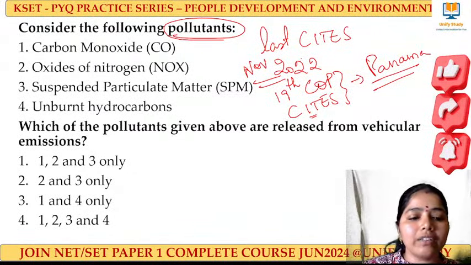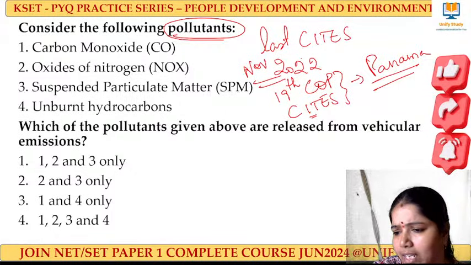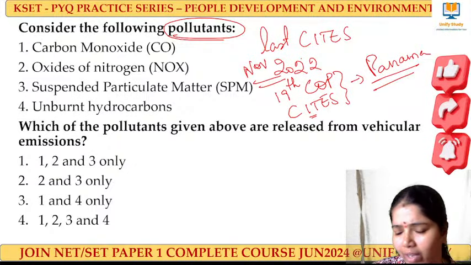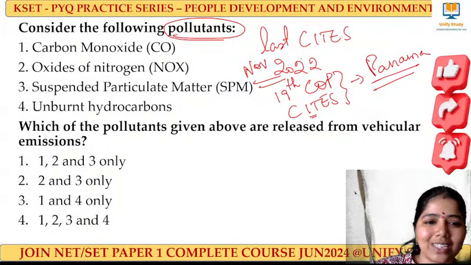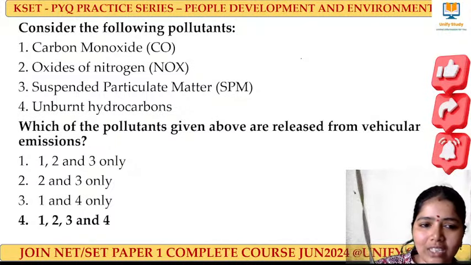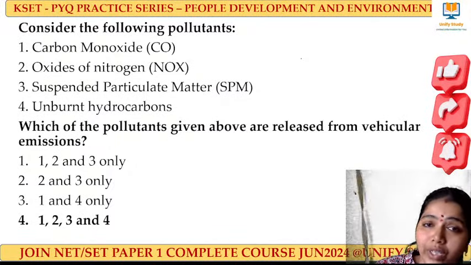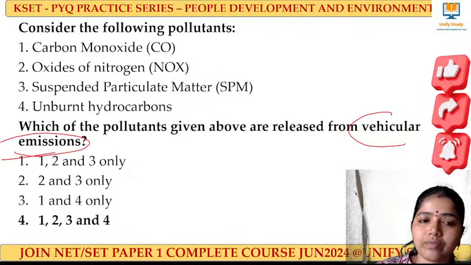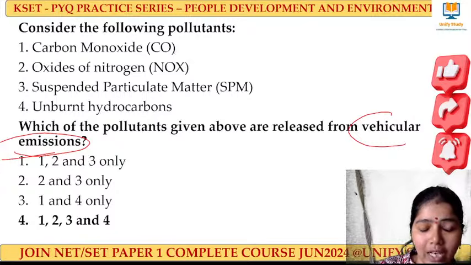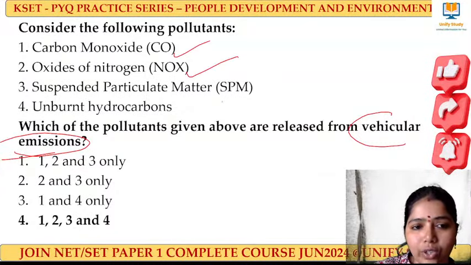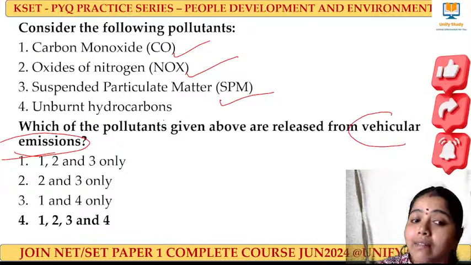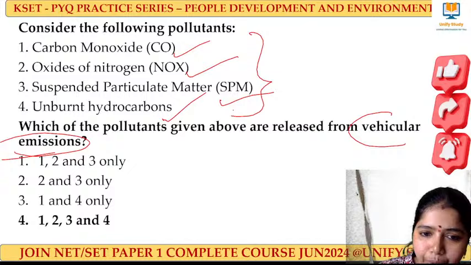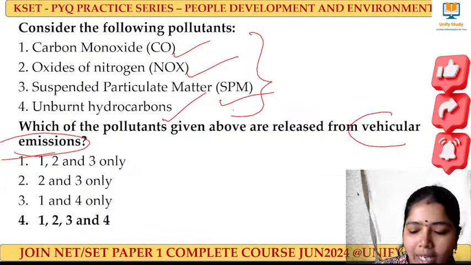Yes, the answer for this question: everyone is answering, Sneha 3, Suma 1, Mohana 1. All have given mixed answers. Okay, very good. The right answer for this question is 1, 2, 3, 4. All the things we listed are air pollutants, that too from vehicular emissions: carbon monoxide, oxides of nitrogen, suspended particulate matter, unburnt hydrocarbon. All these are air pollutants released from vehicular emissions, right?